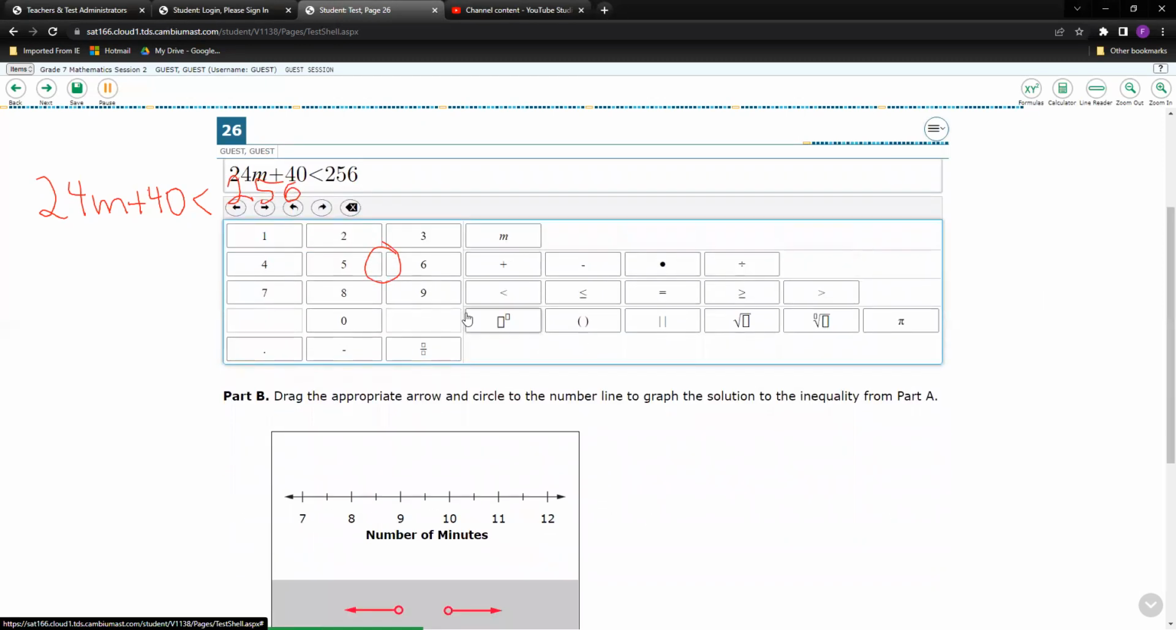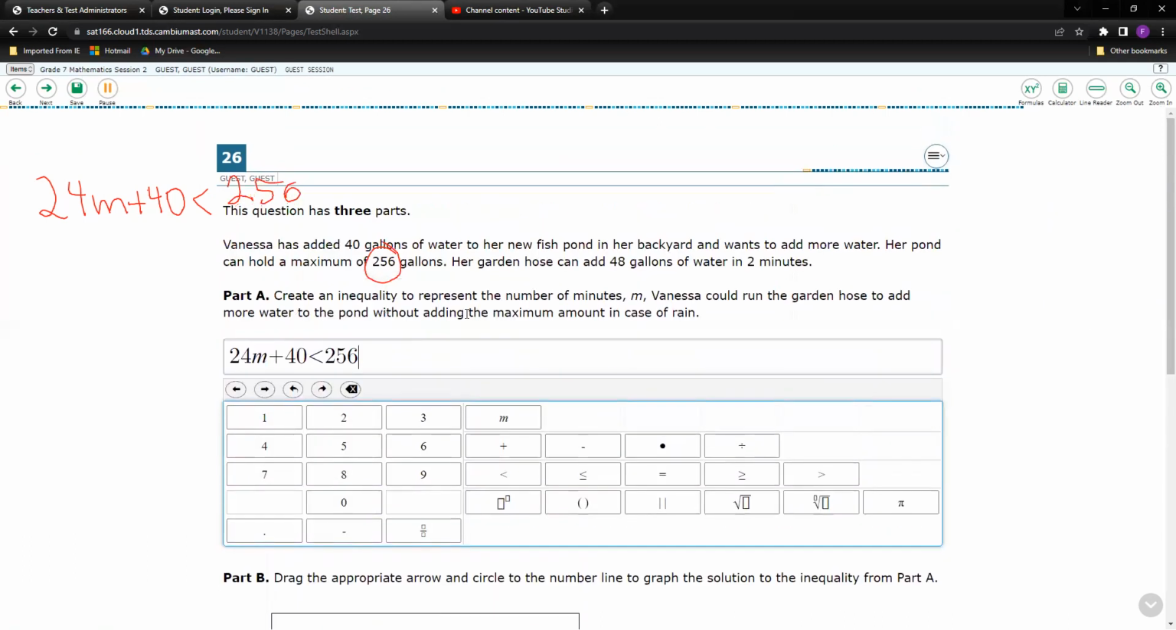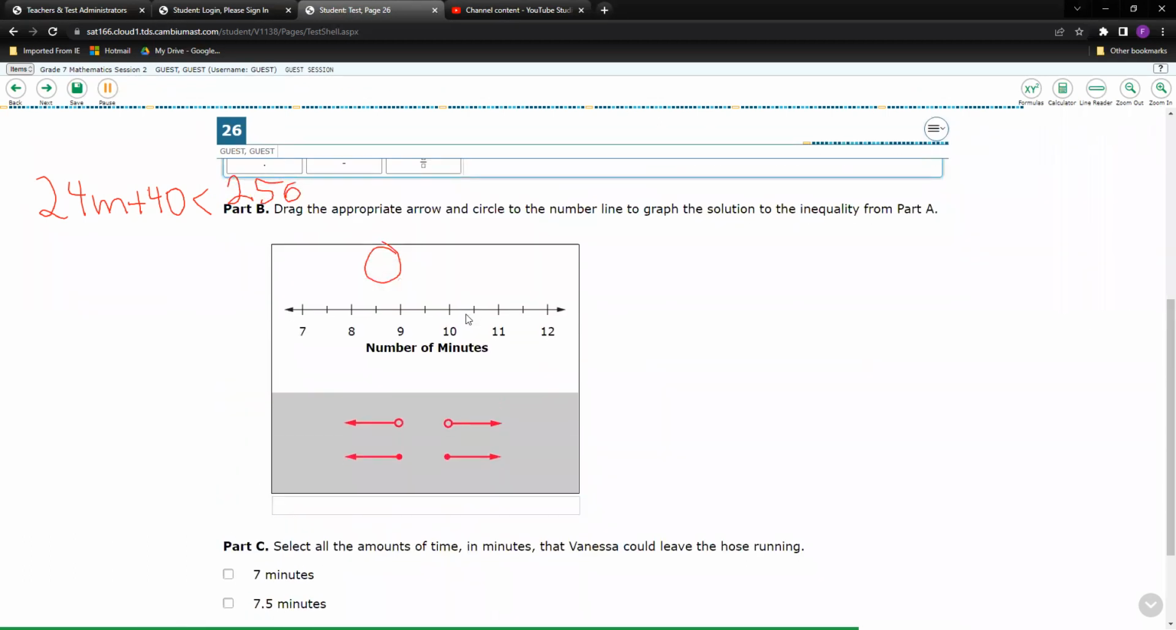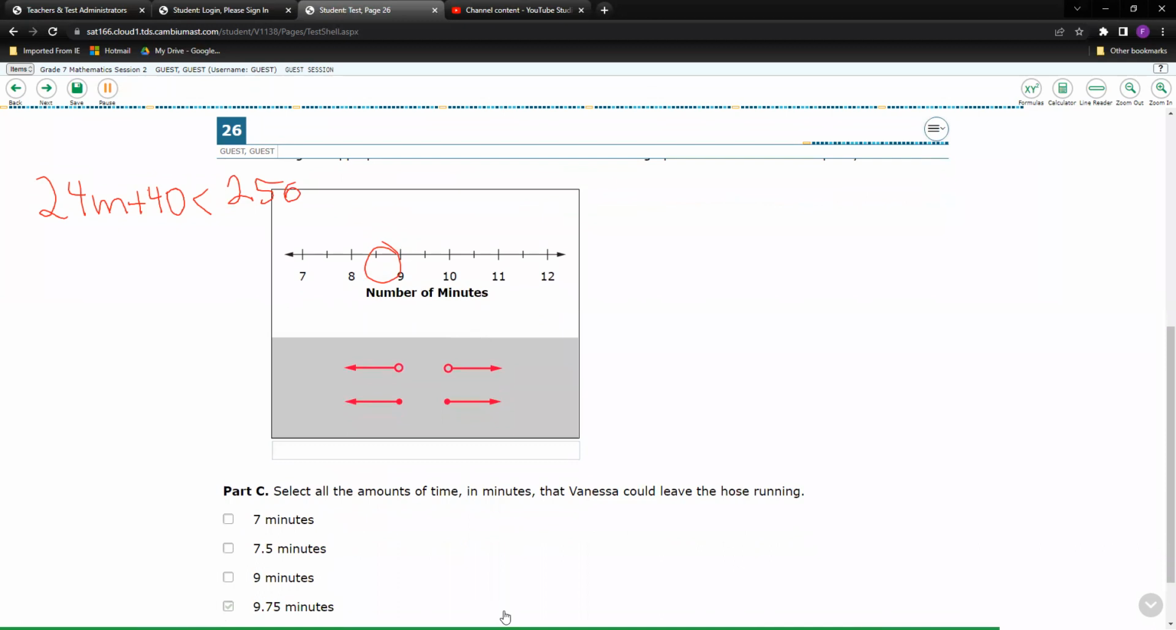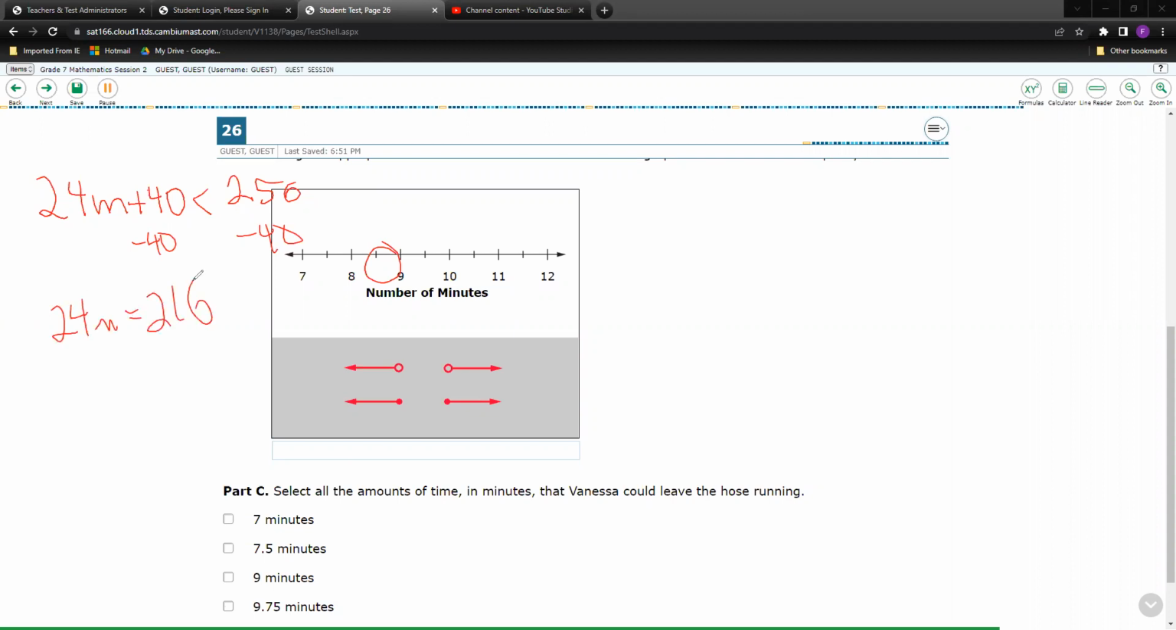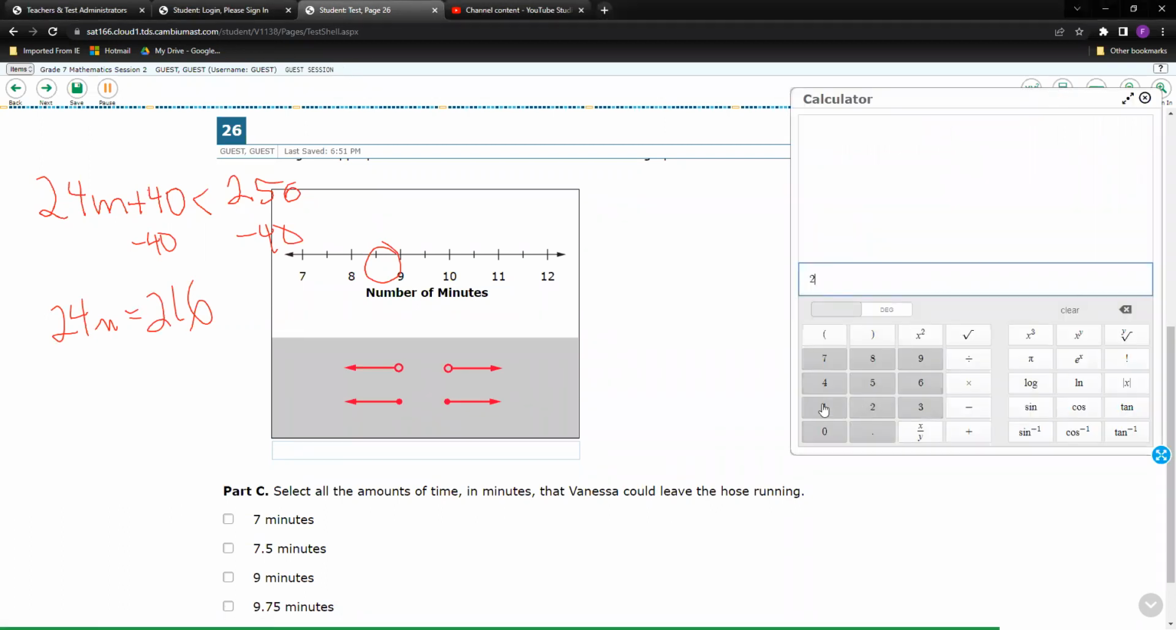Okay, so now we need to solve for M. Let's see if we have room here. Yes, we do. Let's take away 40 from each side of the equation. And we're gonna find out that 24M is equal to 216. Now let's bring the calculator to divide 216 divided by 24. Guess what? It's equal to 9.